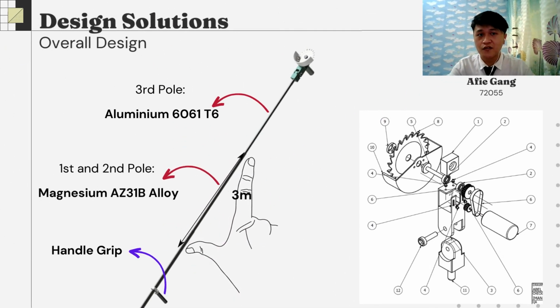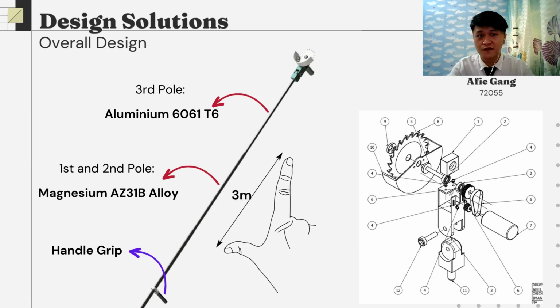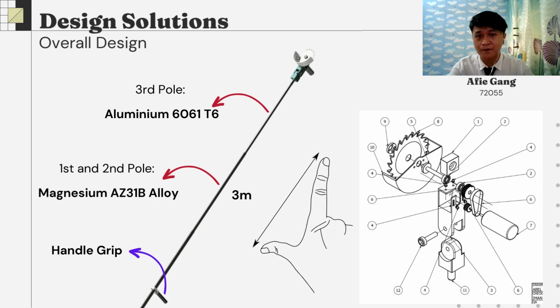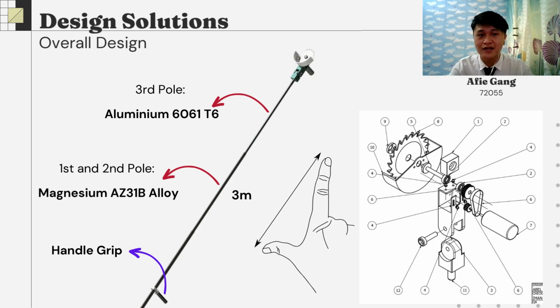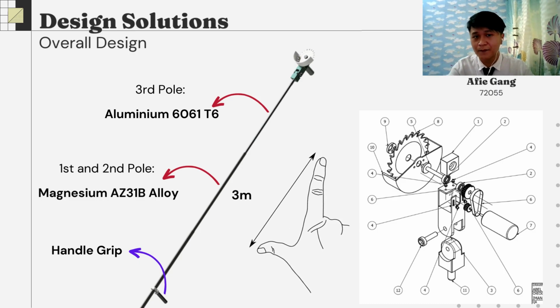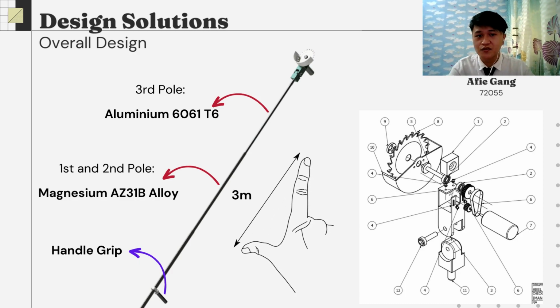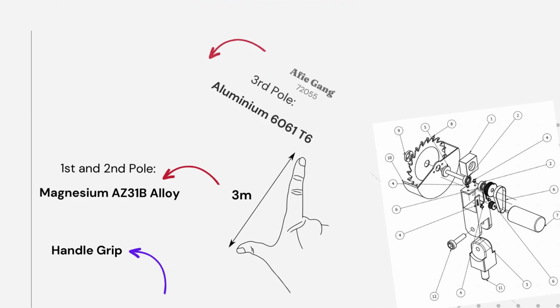This is the overall design of our electric palm cutter. Our palm cutter has 3 poles, in which the first and second pole is made of magnesium AZ31B alloy, and the third pole is made of aluminum 6061-T6. The palm cutter is 3 meters in length, and the total weight of the palm cutter is 5 kilograms. The right figure shows the exploded view of our palm cutter and the components involved.